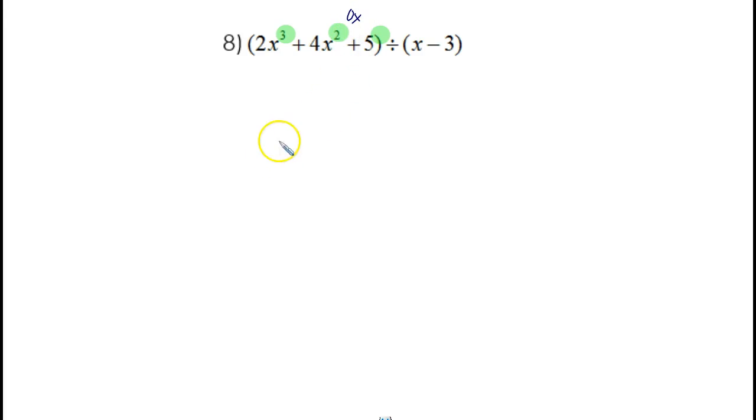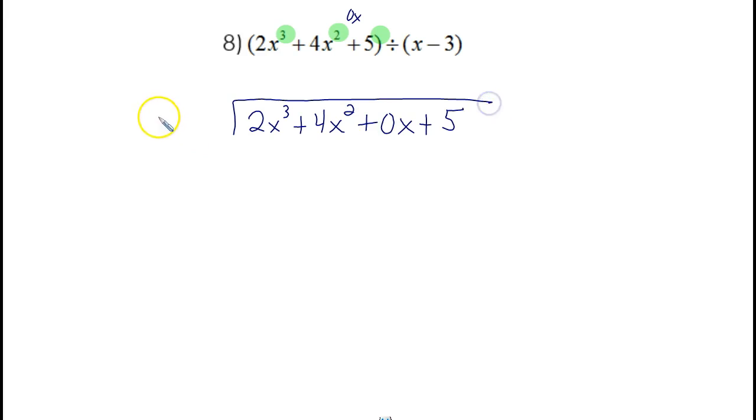So when I divide here, I'm going to put 2x to the third power plus 4x squared. I'm going to put a placeholder in for that x term by putting plus 0x. This is extremely important that we go 3, 2, 1, 0, that we have all of the terms represented, and then bring down the plus 5. x minus 3 has x to the first, and 3 is a constant term, so that countdown is good, and we can simply divide by x minus 3.